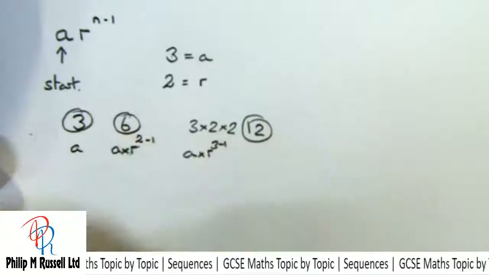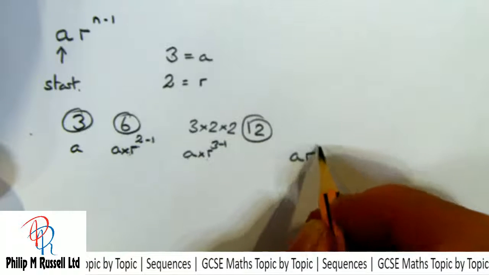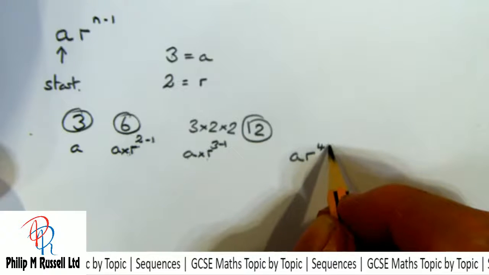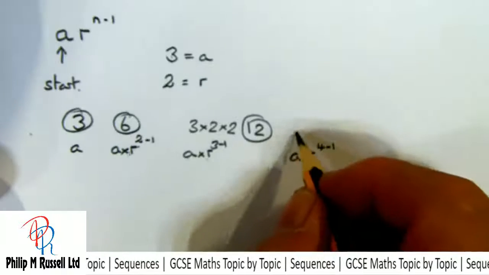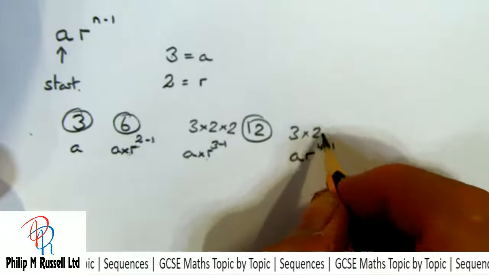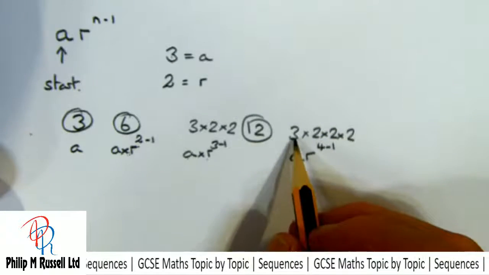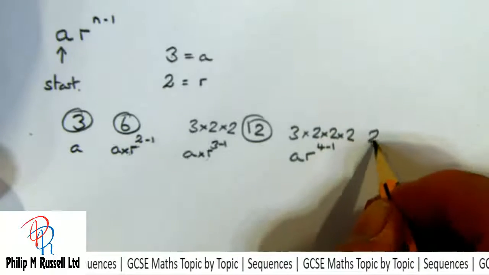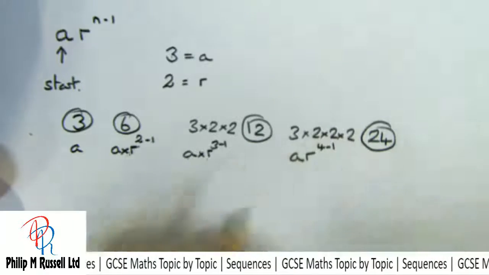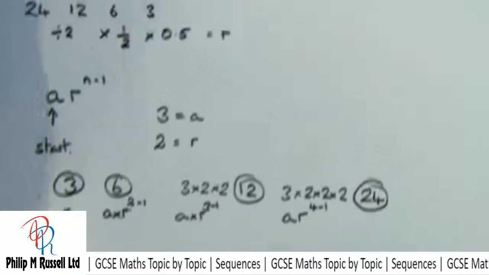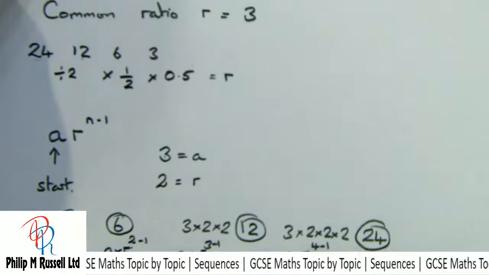Let's make sure I can show you where the working out is. Let's do one more. A r to the 4 minus 1. I'm going to work out my fourth term. So this is going to be 3 times 2 times 2 times 2, which is going to give me 24. This looks remarkably like that term. They are the same one, it just this time is going the other way.